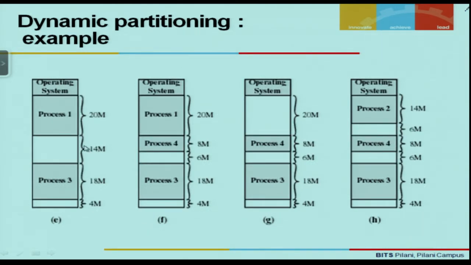In our next example, let us say that for some reason process 2 gets swapped out at some point of time, because another process is required to be loaded, or for some other reason. Then, when process 2 gets swapped out, we find that we have process 1 and process 3 in the system, and we have 2 holes, one of 14 megabytes and another hole of 4 megabytes.